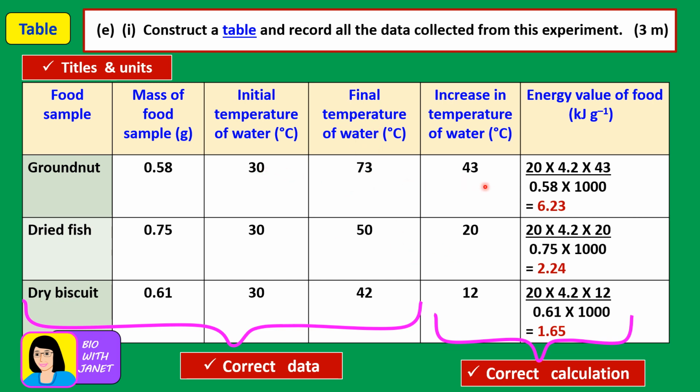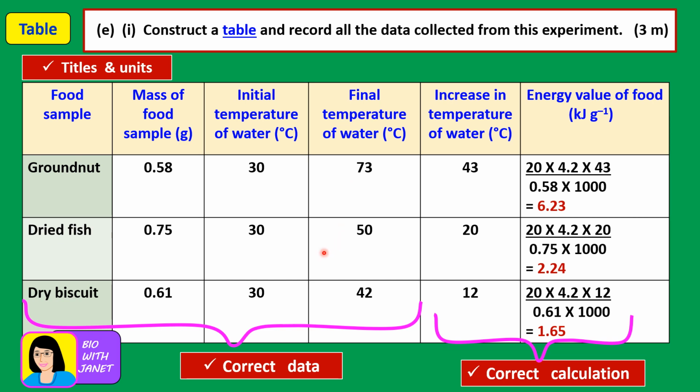Then initial temperature of water, okay, 30 degrees Celsius. Final temperature 73, increase in temperature, okay, just final temperature minus the initial temperature, and then energy value of food is in kilojoules per gram, okay, and all the temperature for the water is in degrees Celsius. So all these units must be written into the titles here, okay, together with the titles, not with the readings here, right? Okay, so here we have the MV, right? The MV is the type of food sample, and then we need to know the mass of food sample to calculate the energy value. And then here we have the initial temperature of water and final temperature of water.